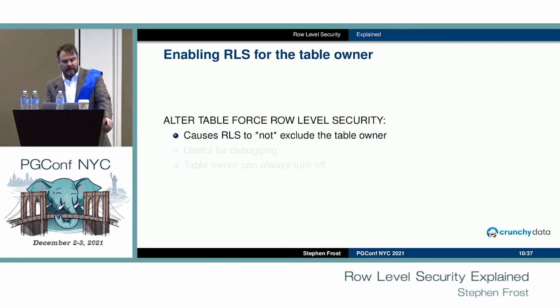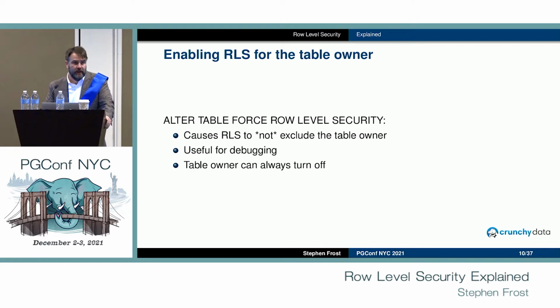You can do something called force row-level security. So if you run alter table force row-level security, this will cause row-level security to not exclude the table owner. This is really useful for debugging purposes, okay? This does not prevent the owner from being able to do anything because the owner can always go back and turn it off, right? This is similar to the grant system. Like, the owner can revoke their own access to the table through the grant system, but they can also grant it back. So it doesn't really prevent them from being able to do anything.